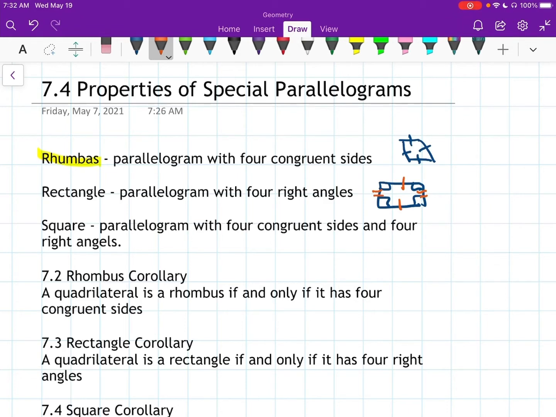Next up, we have the word square, a parallelogram with four congruent sides and four right angles. And I think we all know what a square is. So we talked about rectangle, we talked about square.